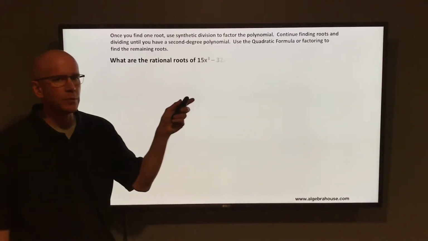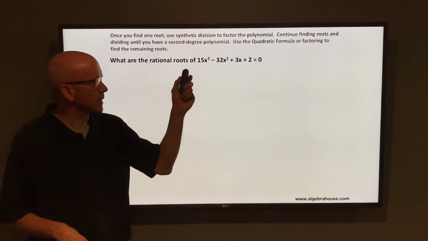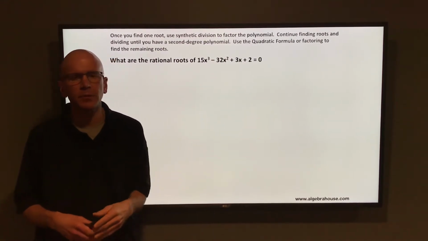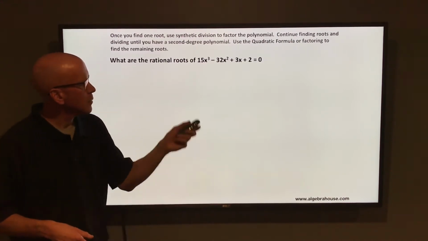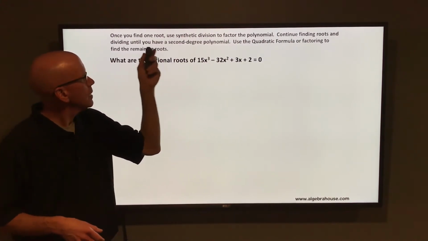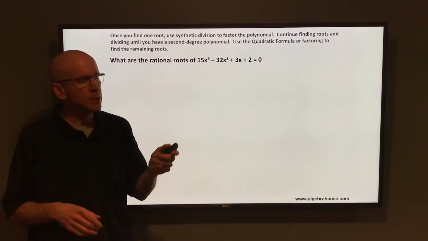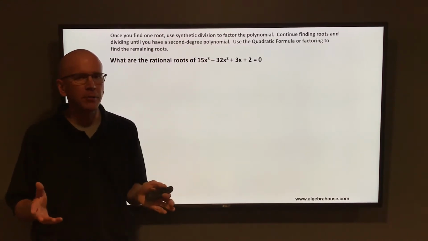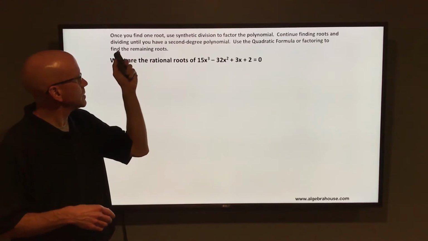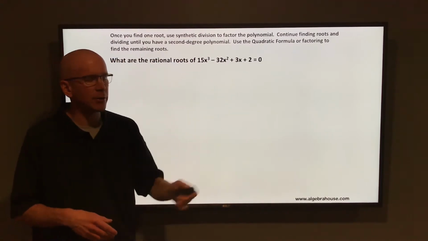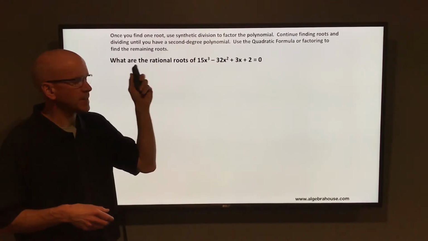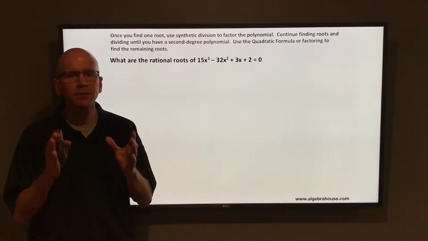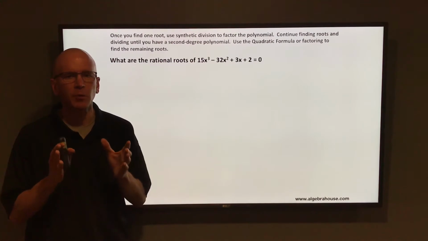What are the rational roots of 15x to the third minus 32x squared plus 3x plus 2 equals 0? So what are the rational values of x that make the y value equal to 0? Well, we have a third degree polynomial. Once you find one root, use synthetic division to factor the polynomial. Then continue finding roots and dividing until you have a second degree polynomial, in other words, a quadratic. Use the quadratic formula or factoring to find the remaining roots. So the very first thing we need to do is find the possible rational roots.